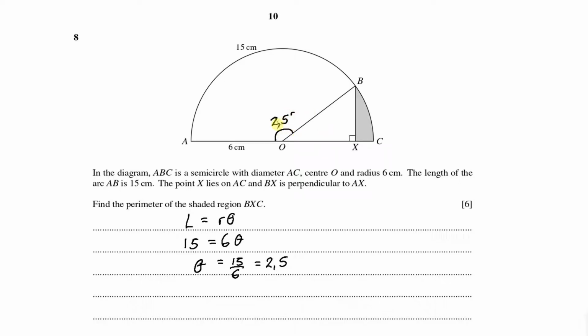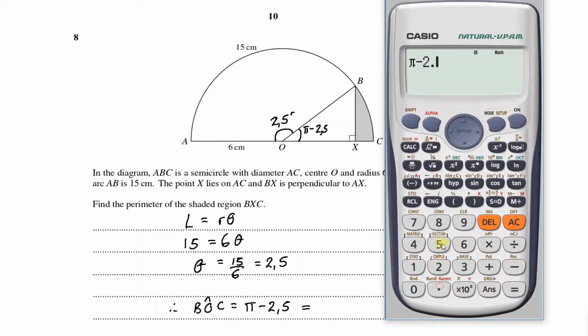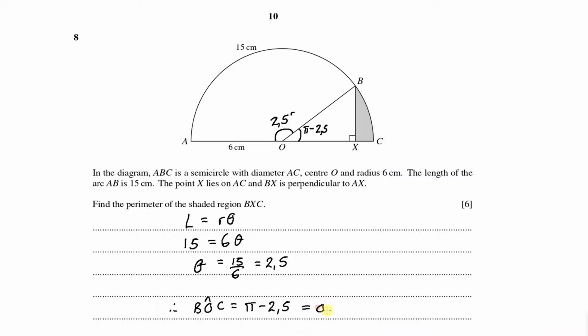Now, if this is 2.5, then the angle adjacent to it is going to be pi minus 2.5. So we are saying angle BOC is pi minus 2.5 radians, and this is equal to 0.642. So that's 0.642. So we now know what BOC is.